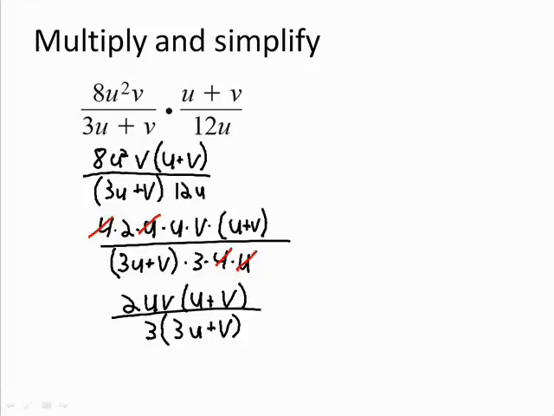This expression has to have the same domain as the original expression. You took a u out of the denominator. If this u is equal to 0, then the entire denominator would be equal to 0 and the expression would be undefined. So u cannot be equal to 0. So the simplified expression is 2uv times the quantity u plus v divided by 3 times the quantity 3u plus v, where u is not equal to 0.